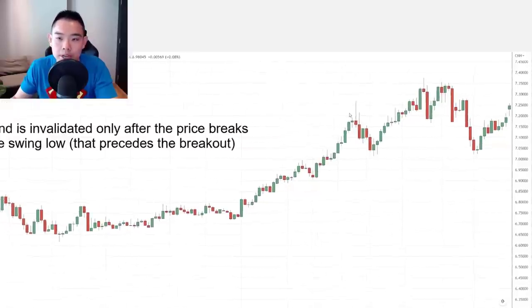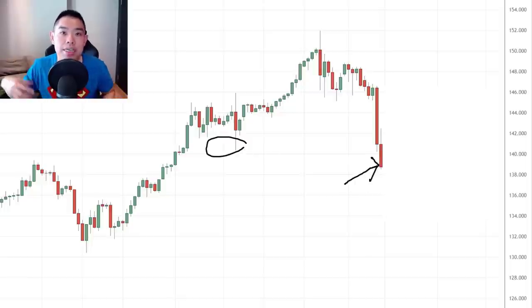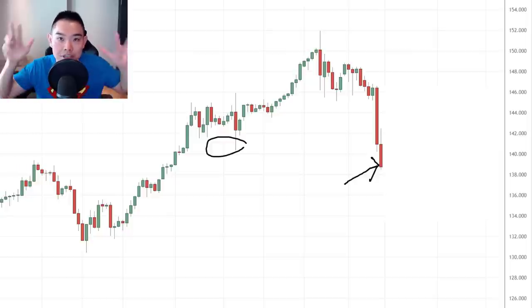Okay, so one more example. Look at this chart over here. At this point, the market has broken below this low over here. It's broken and closed below it. Let me ask you, is the uptrend still intact or has it been invalidated? Can it be said that the uptrend is destroyed? So what's your answer? 5 seconds. 1, 2, 3, 4, 5.